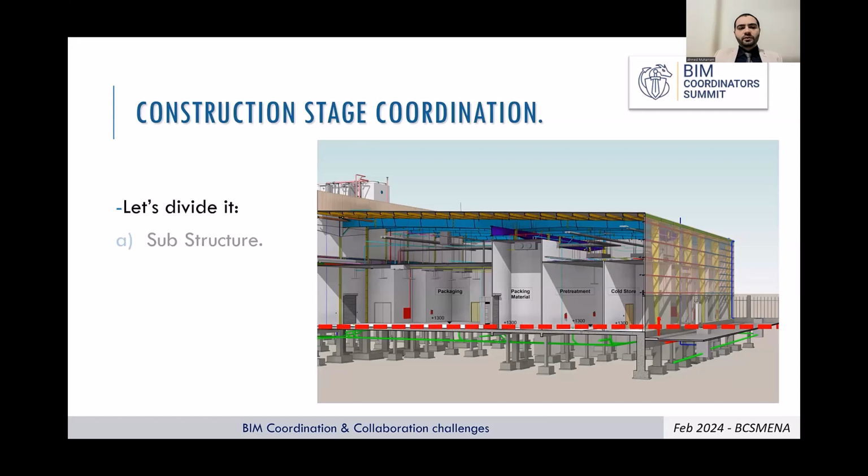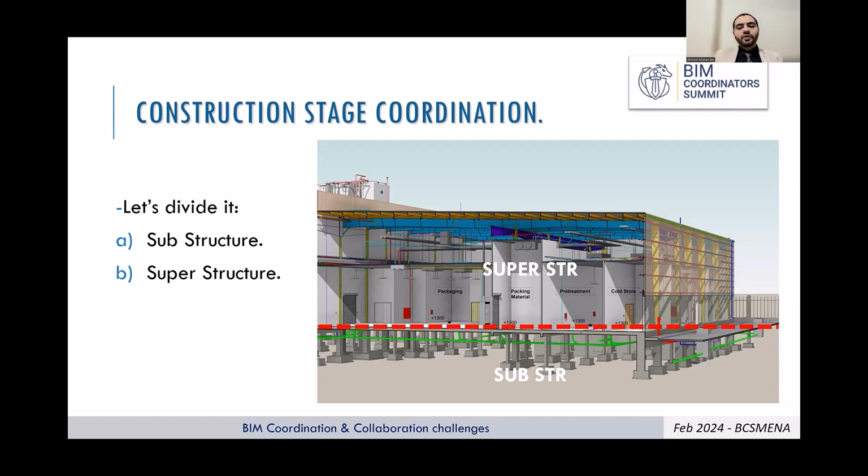Also in construction, I like to divide my coordination. Construction, especially in fast track projects, most of the projects in Egypt are managed as fast track projects. So the contractor needs to work. He needs to have some excavations. He needs to construct the foundation. So you have to divide your work into sub and super.